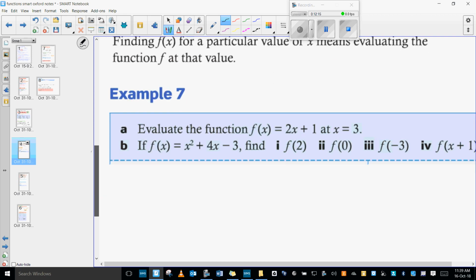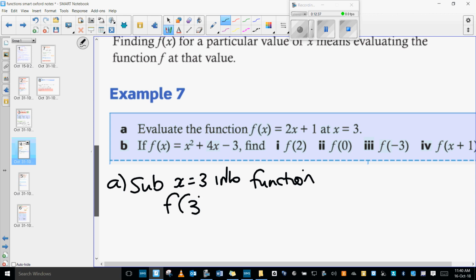So part A says evaluate the function f(x) at x equals 3. So what are you going to do? You're going to substitute x equals 3 into the function, and we write that in a fancy way as f(3). If you're substituting the value 3 into the function, it means you're finding f(3). So 2 times 3 plus 1, that's 2 multiplied by 3 plus 1, which gives 7.